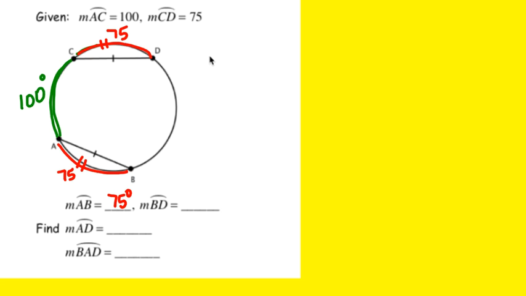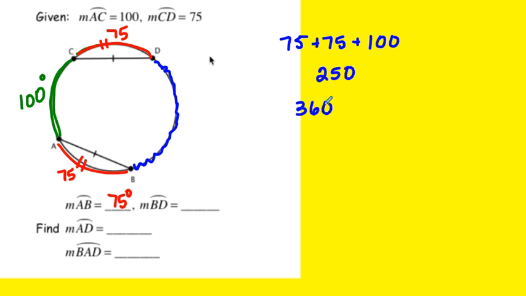Now, how would I find BD? How would I find this guy over here? We have to remember that the rotation of a circle is 360 degrees all the way around. So I would add 75 and 75 and 100, which gives me 250. I would subtract that from 360, and that gives me 110. So I can see that arc BD would be 110 degrees.